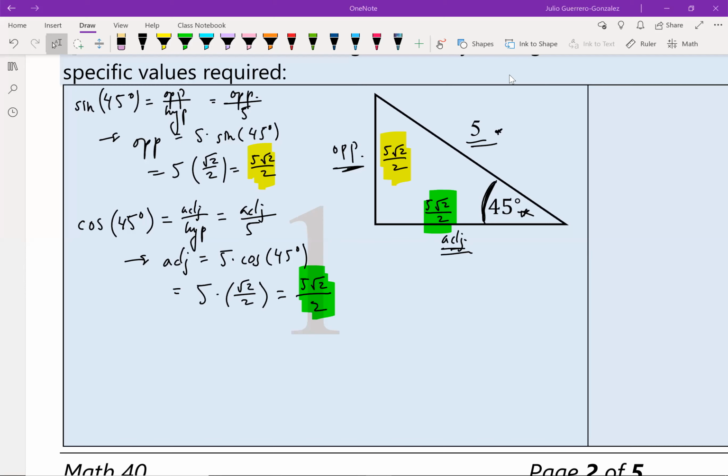If you guys remember from our little quick geometry lesson, this side is equivalent to this side. So once we found one of them, the other one had to be the same because it's a 45, 45, 90 degree triangle. So it is an equivalent argument.